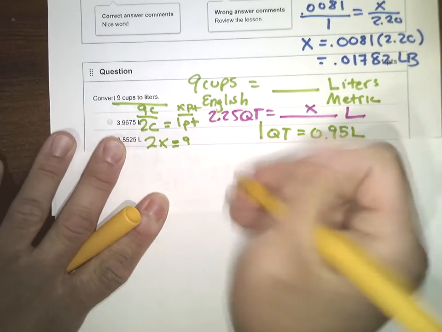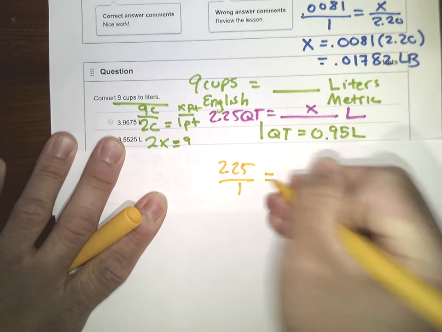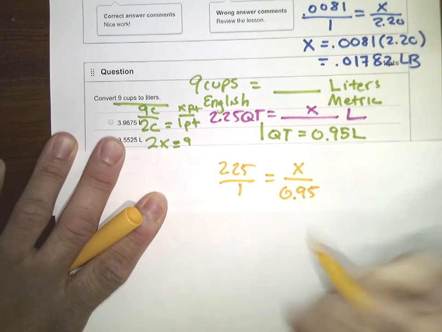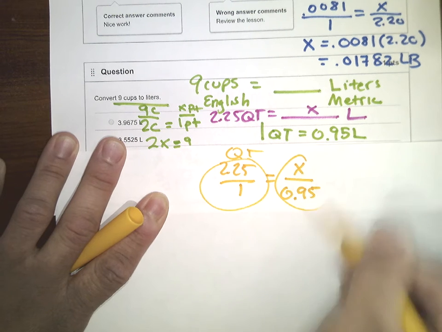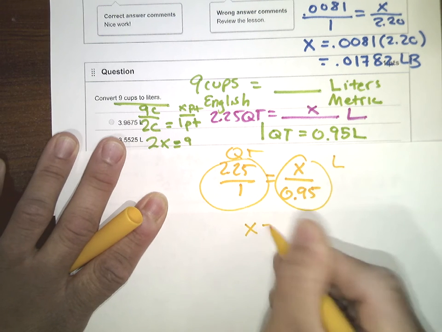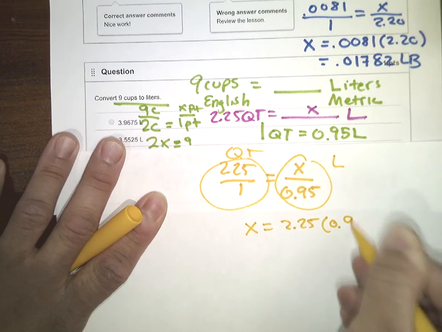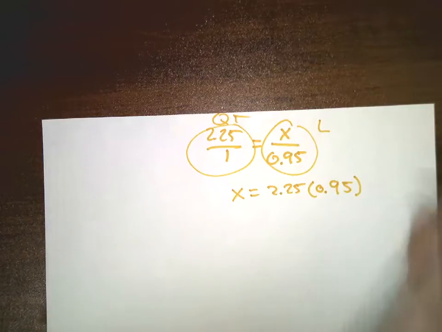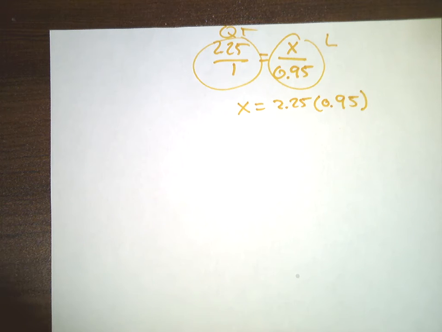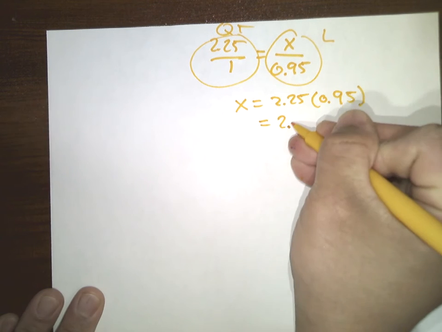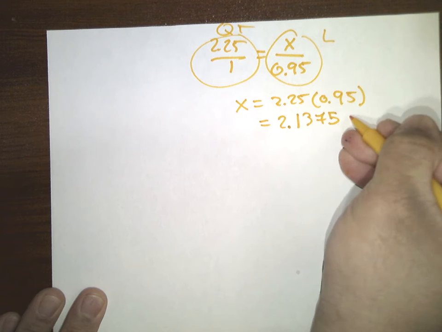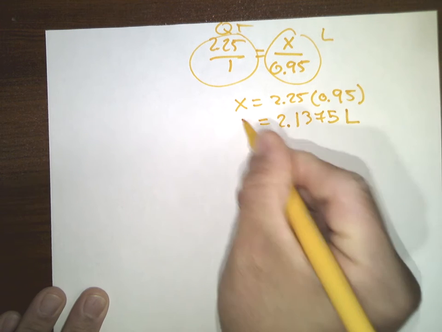So it's 2.25 over 1 equals x over 0.95. So these are both in quarts and these are both in liters. So I cross multiply. So x is 2.25 times 0.95. And the answer will end up being in liters. So 2.25 times 0.95, that will be 2.1375, and that will be in liters. So that is the number of liters.